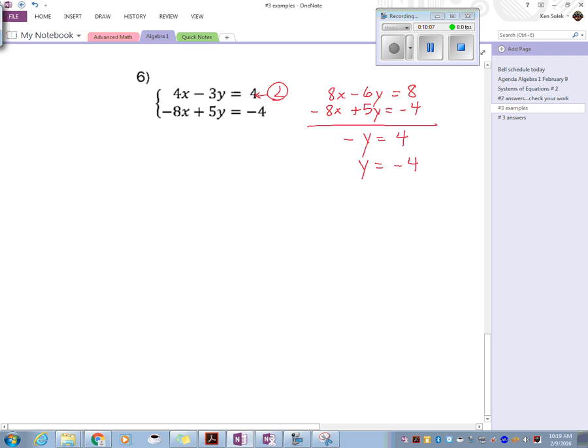Now I'm going to pick one equation. I like the first one because it doesn't start with a negative. So that's why I picked it. You can pick the second one if you want. But 4x minus 3 times negative 4 equals negative 4. So 4x plus 12 equals negative 4. Subtract 12 from both sides, so 4x equals negative 16. So x equals negative 4. So my ordered pair is negative 4, negative 4.